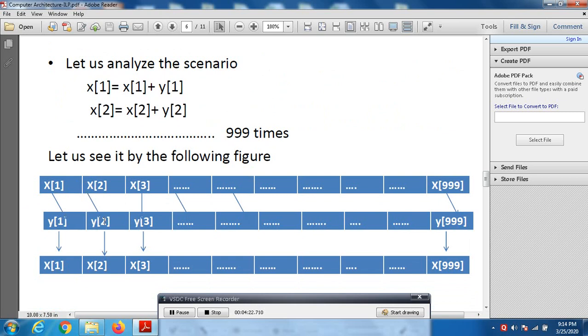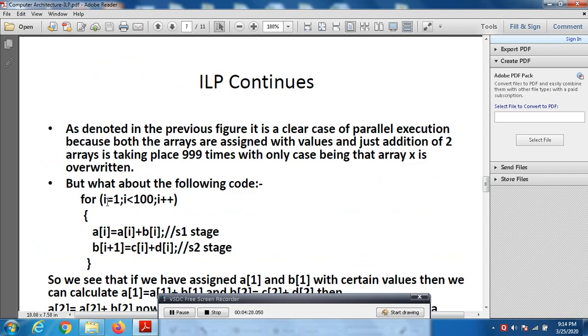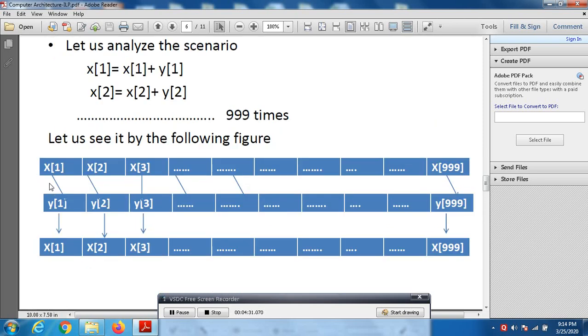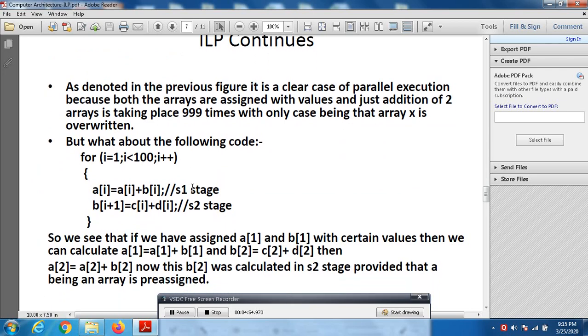Now, when this particular addition of x1, y1, x2, y2 is taking place, it is just a simple operation whereby the x array is just getting overwritten. So x1 plus y1 is once again stored in x1. So it is just getting overwritten up to 999 times with order of n complexity. Now, as denoted in the previous figure, that is a clear case of parallel execution, because both the arrays are assigned with values and just addition of 2 arrays is taking place 999 times, with the only case being that array x is overwritten. But what about the following code?